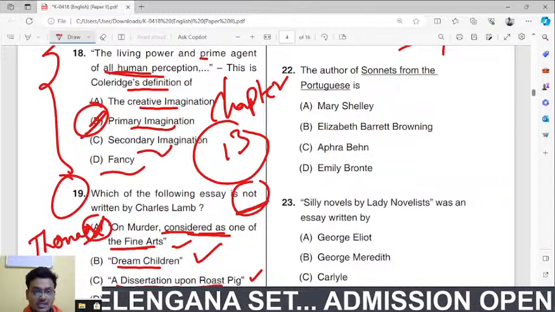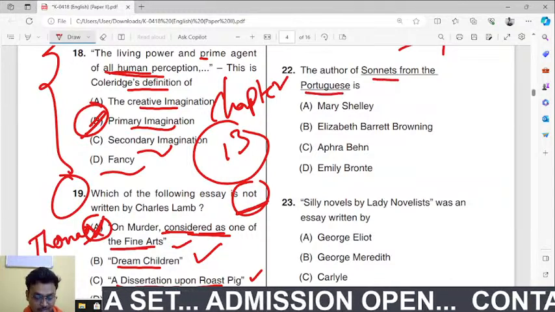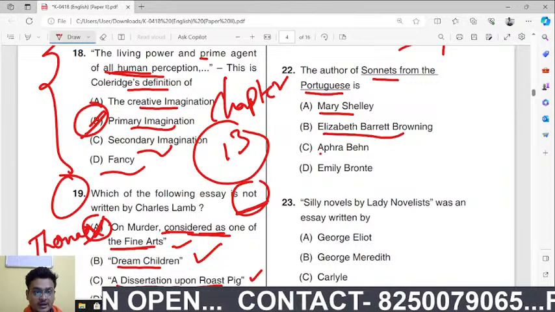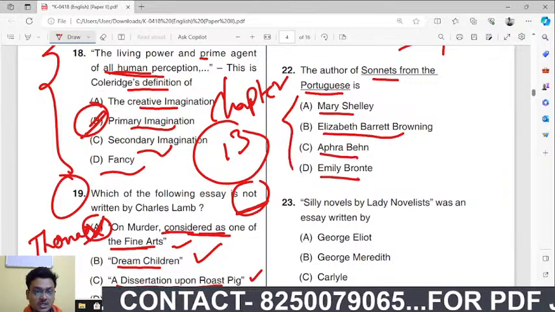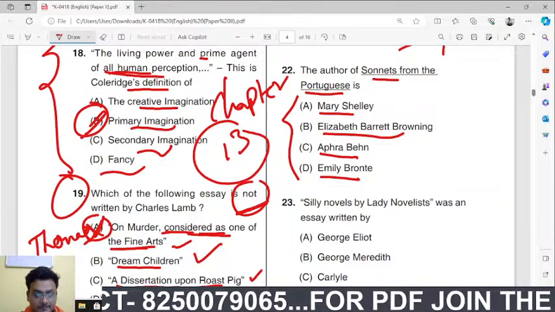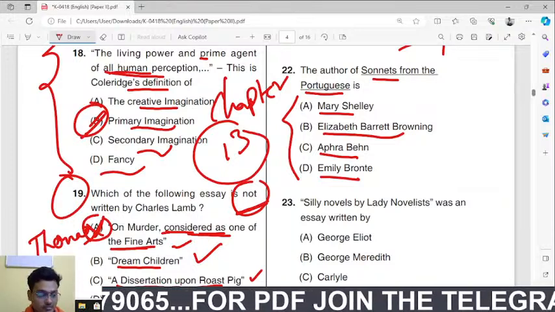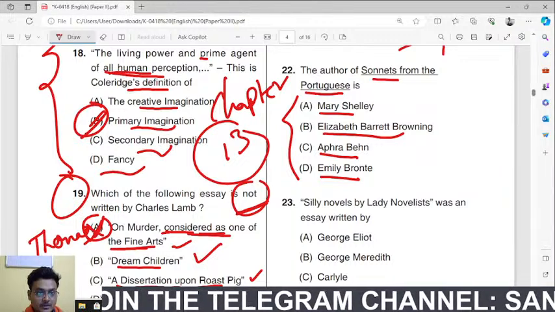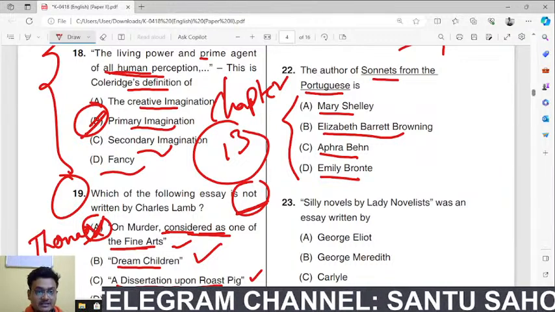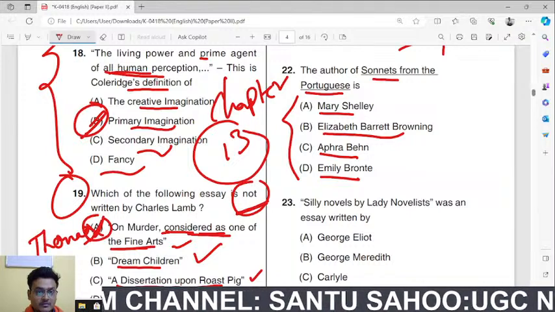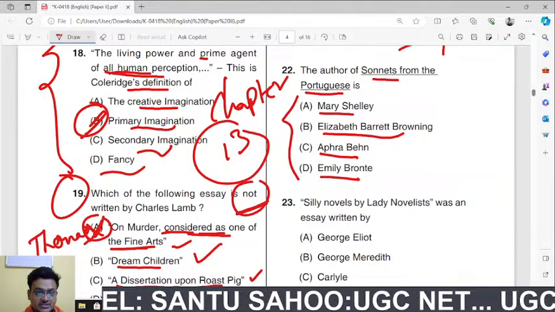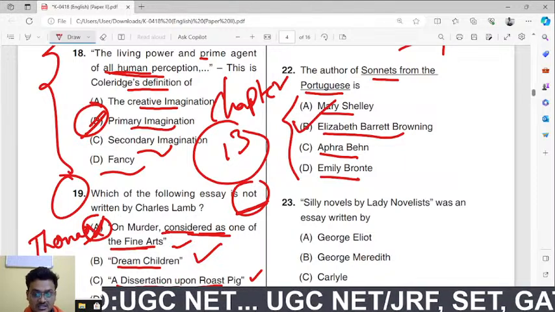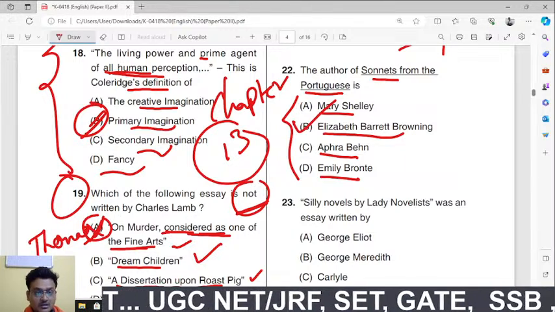The author of Sonnets from the Portuguese: Mary Shelley, Elizabeth Barrett Browning, Aphra Behn, or Emily Bronte? She was writing under a pseudonym. Sonnets from the Portuguese is actually by Elizabeth Barrett Browning, writing under this pseudonym.